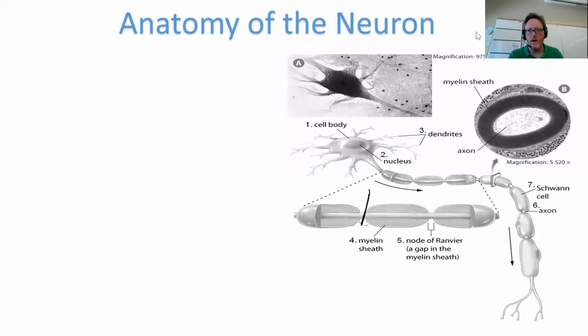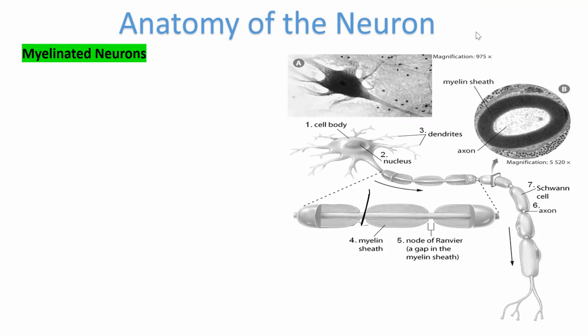Okay, anatomy of a neuron, second tutorial. Now these diagrams are in your textbook, and you should be able to follow along with those.